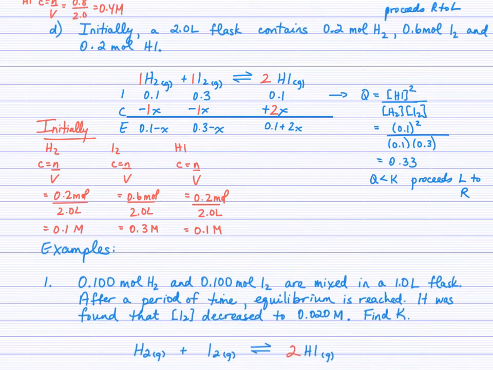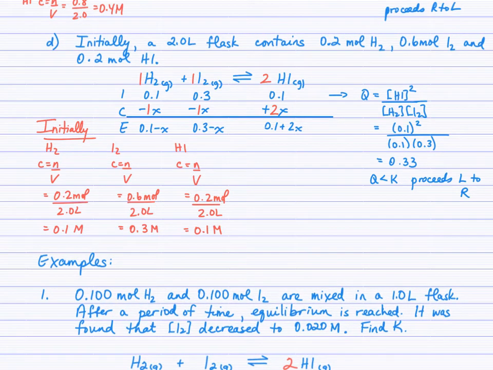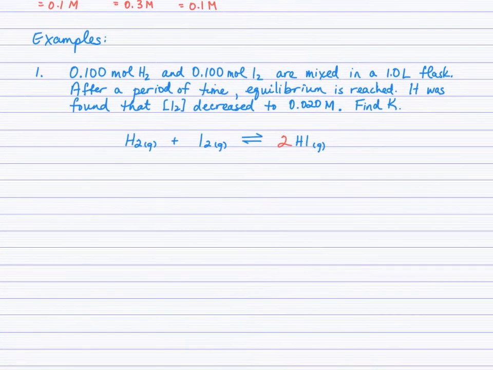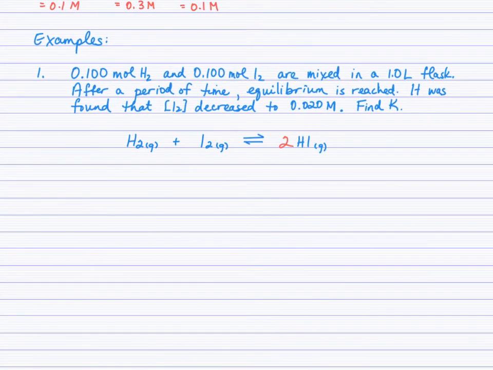Okay, so now we'll go into examples that involve all of the steps that I wrote at the beginning of the lesson. So here we go. Number 1, 0.100 moles of H2 and I2 are mixed in a 1 liter flask. After a period of time, equilibrium is reached. It was found that the concentration of I2 decreased to 0.020 moles per liter. Find K. So start with an ice table.